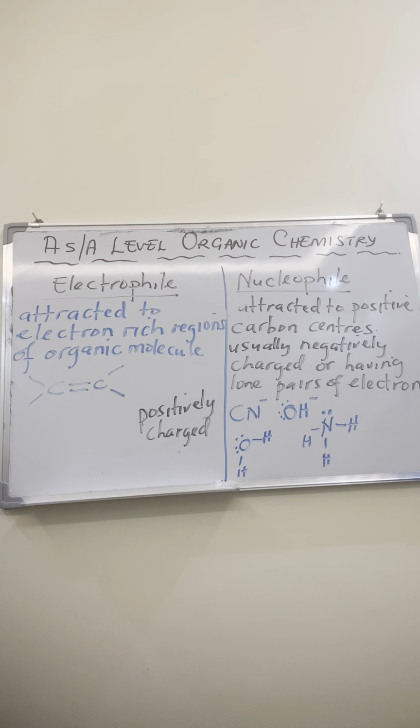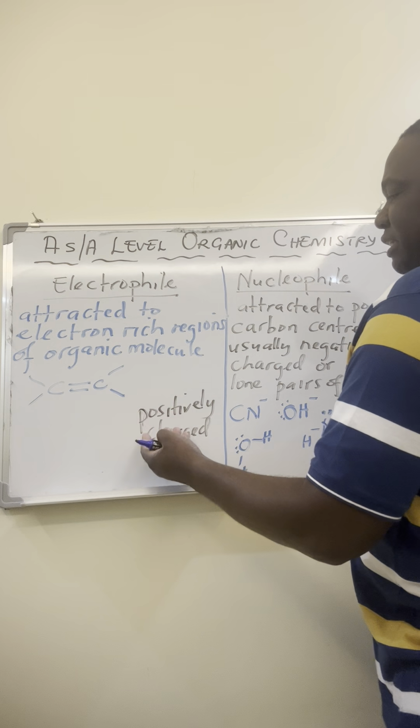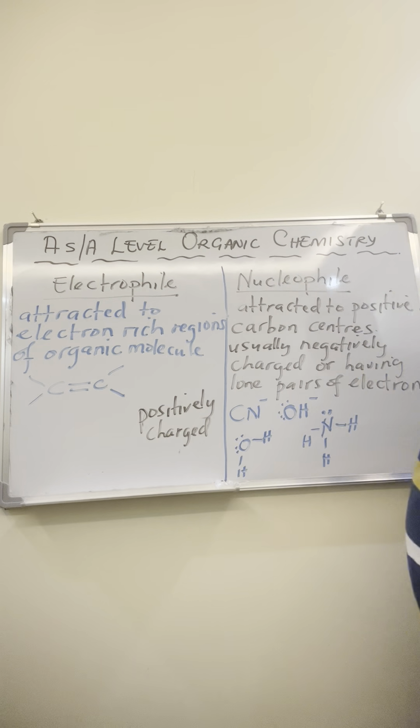So any species that has a lone pair of electrons will be attracted, obviously, to a positive carbon centre, because unlike charges attract. If something is positively charged, it's going to be attracted to an electron-rich region of an organic molecule. I thought I should just describe these terms so that you have a fair understanding of organic chemistry reactions.